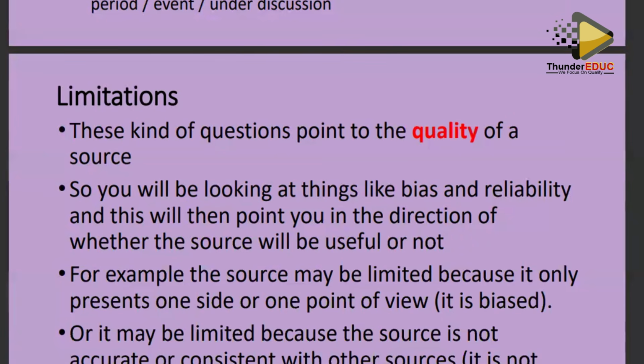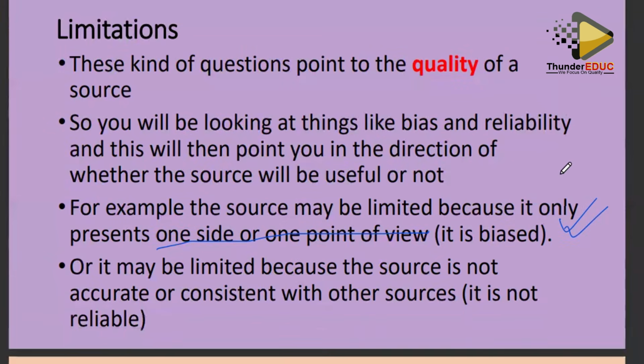For example, a source may be limited because it only presents one side or one point of view. It is biased, and a biased source is limited if it only presents one view. We are talking about the Cold War. You only talk about the communism side and ignore the capitalism side. That source is unbalanced. It gives one point of view, therefore it's limited. We won't get to know the other side's story because they're only telling us about one side. It's one-sided, it gives one point of view, therefore it's limited, and it's biased in that direction.